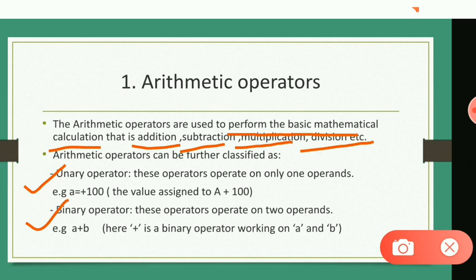In unary operator we have only one operand, but in binary operator we have two operands. Means the operators work on only a single operand is called the unary operator, and the operator works on the two operands, that is called a binary operator.